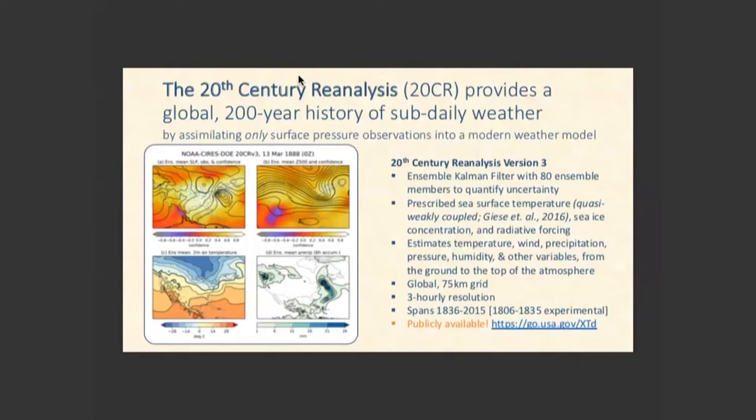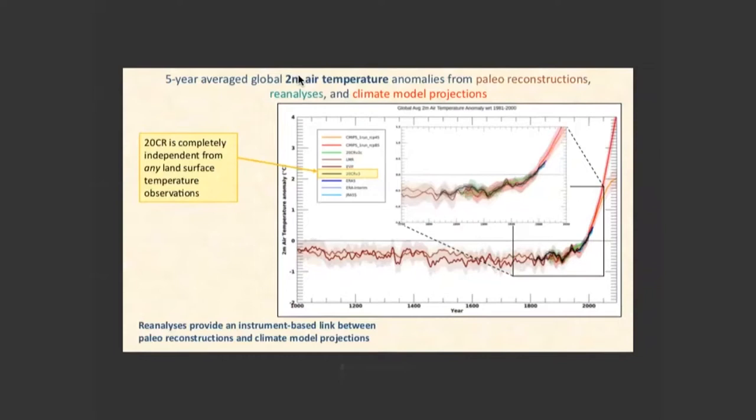So I have shown this slide in other talks to motivate reanalyses. Obviously, I don't need to motivate the need for reanalysis to this group, but I wanted to include it just to provide a little bit of a bigger picture. This shows 5-year average global 2-meter air temperature anomalies from paleo reconstructions, and that's in the brown that goes back about 1,000 years here. This includes the last millennium reanalysis. And I also have climate model projections in red and orange going into the future, and that's from CMIP5.